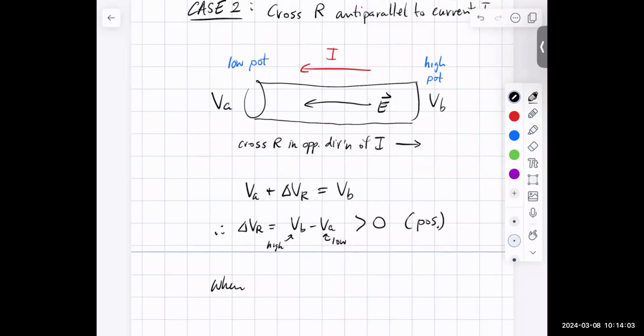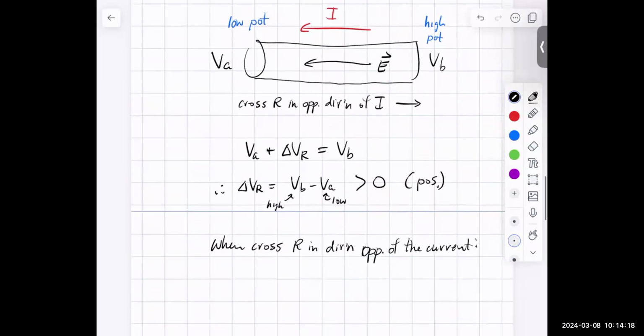So when we cross R in the direction opposite of the current, we get delta VR is equal to plus I times R. Okay, and so this rule of thumb is really important if we want to analyze our circuits consistently and avoid these sign errors.